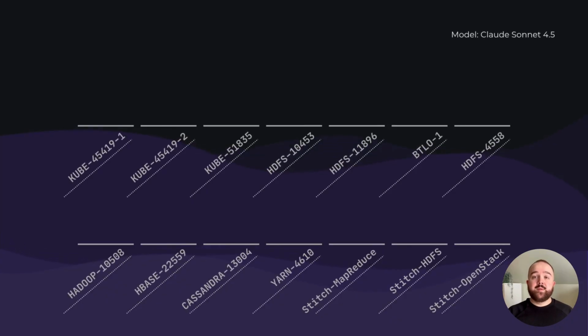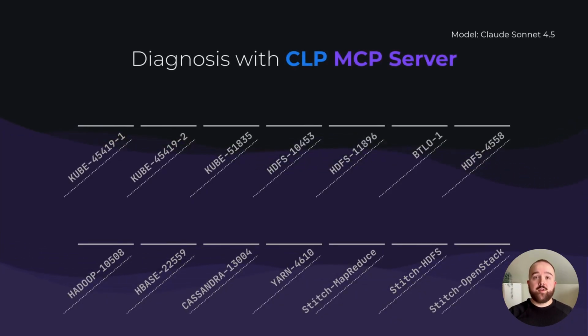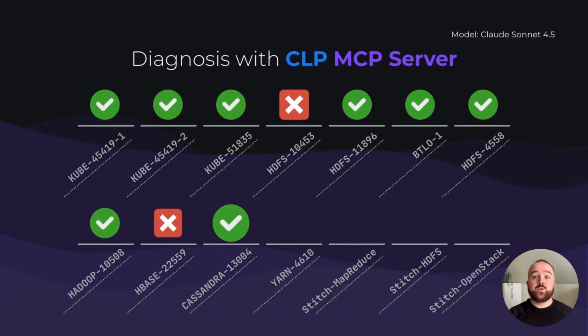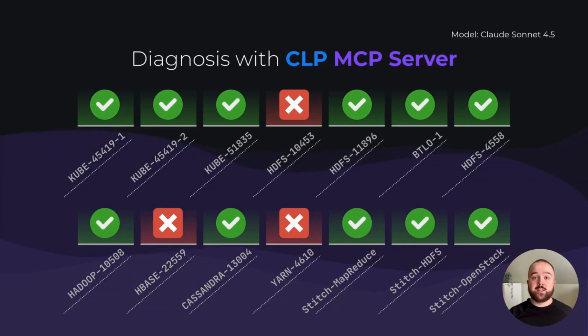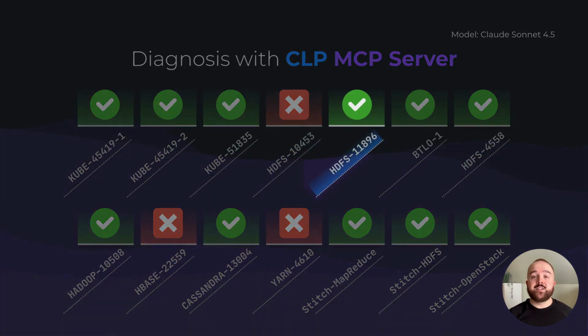We tested popular AI agents with CLP's MCP server using Claude Sonnet 4.5 on 14 debugging and forensic tasks, including 11 complex production failures, which typically take months to resolve. We found that with CLP, the agent was able to diagnose them in just minutes with 78% accuracy, while remaining token efficient. Let's see CLP's MCP server in action on a critical HDFS bug, HDFS 11896.